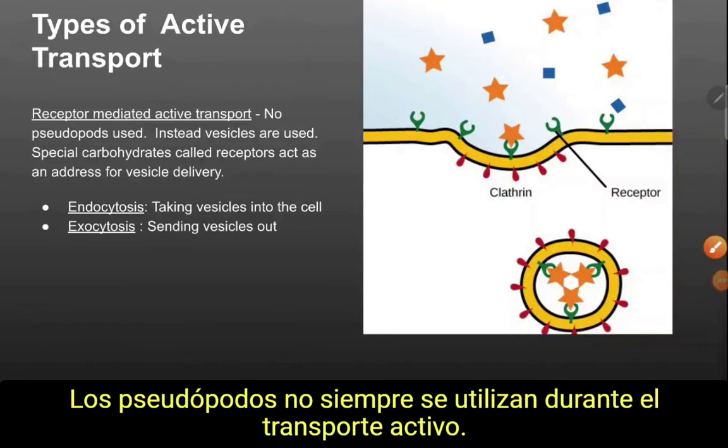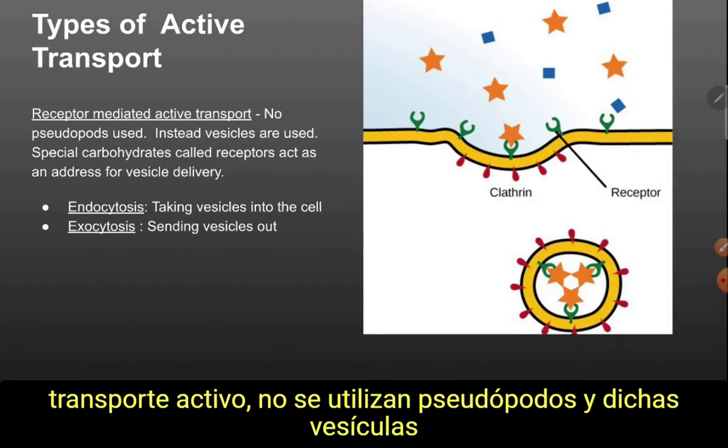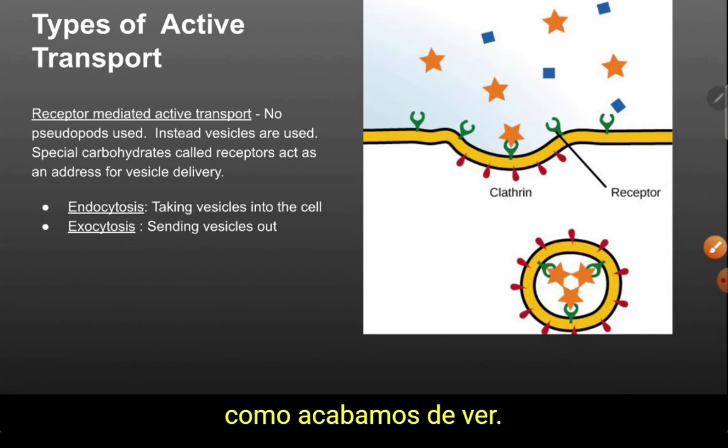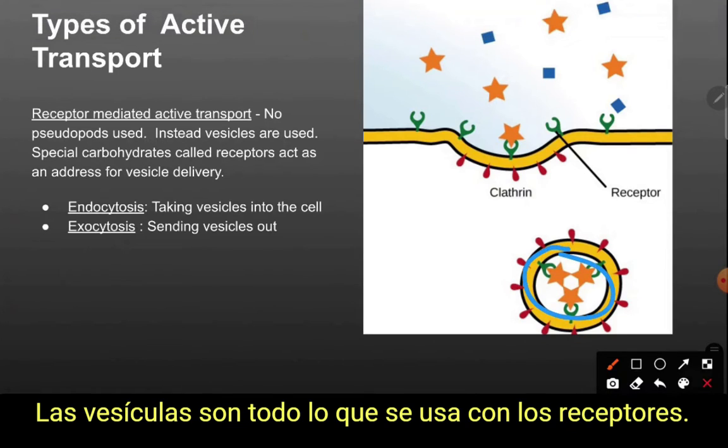Pseudopods are not always used during active transport. Sometimes we use receptors instead. And so in receptor-mediated active transport, there are no pseudopods used. Instead, vesicles, like we just saw. Vesicles are all that is used, with receptors.